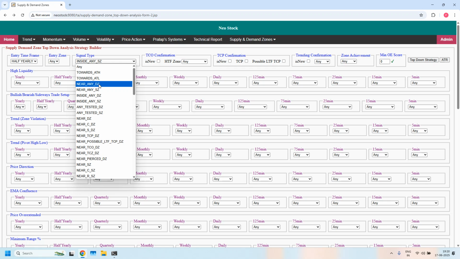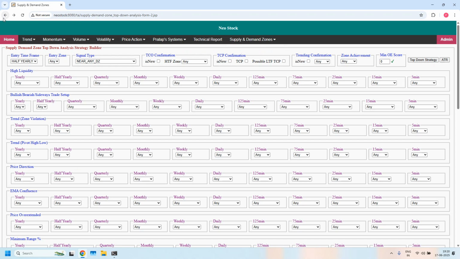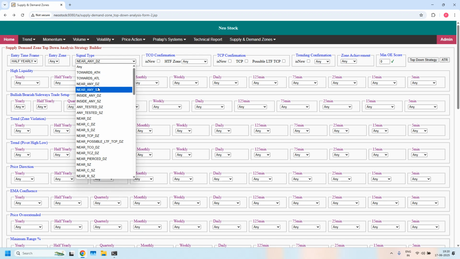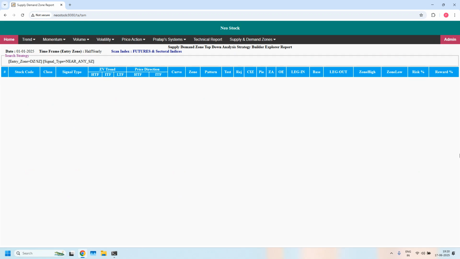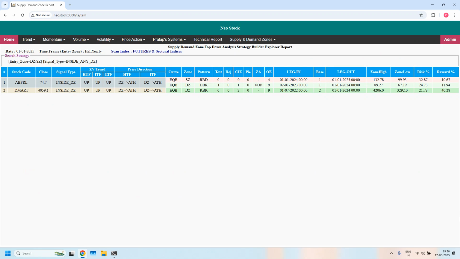Stocks near to the half yearly demand zone. No stocks. Stocks near to the half yearly supply zone, also no stocks. Price closed inside the half yearly demand zone, we got 2 stocks.